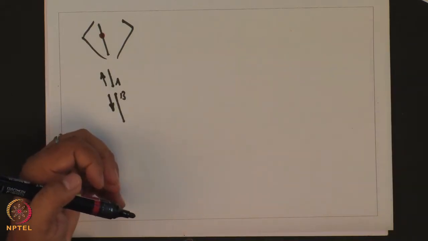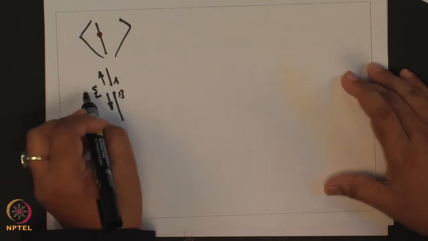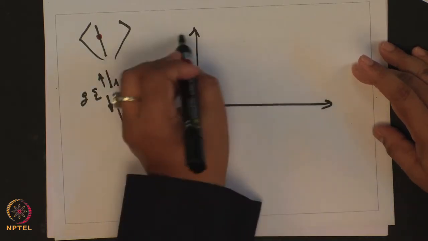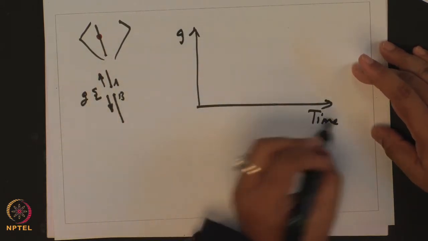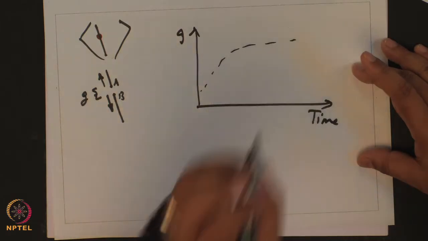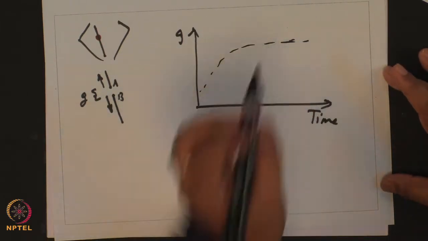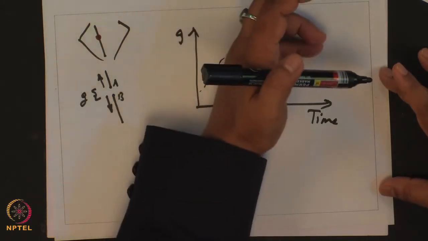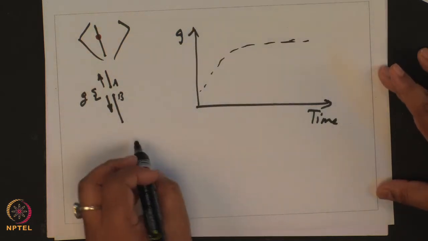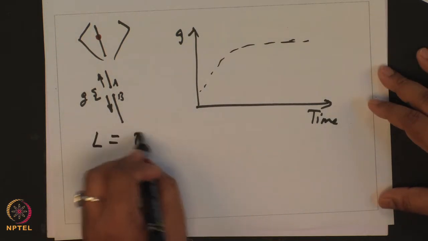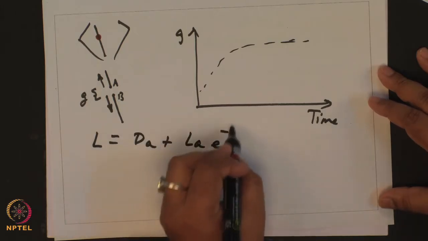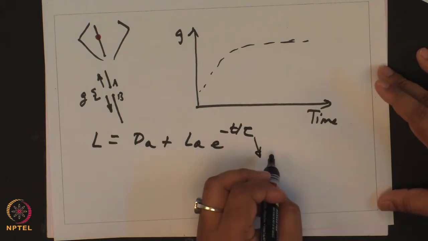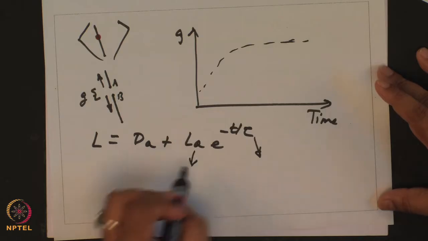As a consequence, if I track the gap G as a function of time, what has been observed is that G as a function of time exhibits a saturation profile like this. There is an instantaneous increase in gap and then it slows down to some eventual value. Just like the previous case, you can fit this data with, let us say, d_A plus L_A e to the power minus t by tau, and get an estimate of the characteristic time constant of relaxation and also estimate this L_A value.